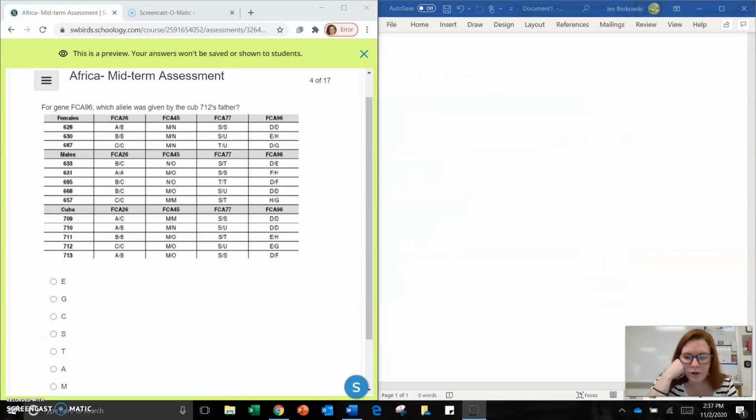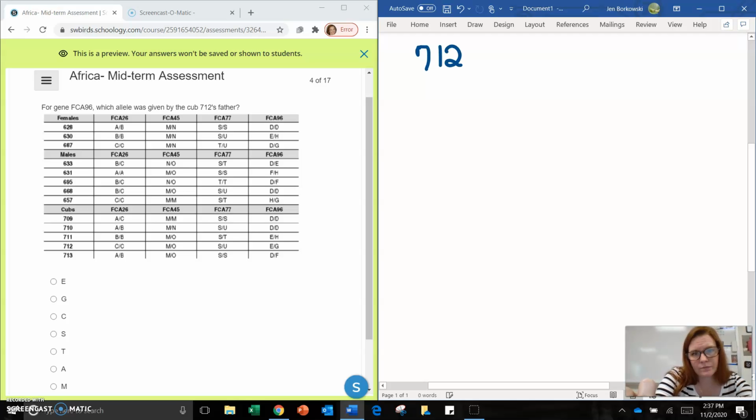Okay, question 4 is the most in-depth when it comes to the alleles. You kind of have to put everything together on this one. It's not harder, it's just a little bit longer. So this time I'm still talking about cub 712. And it says, for FCA96, which allele was given by the cub's father? So here is my cub. And for this allele, I have a possible E or a G.